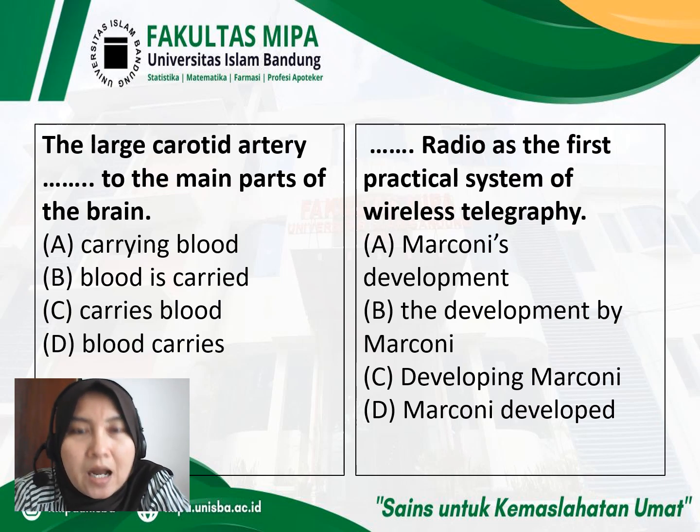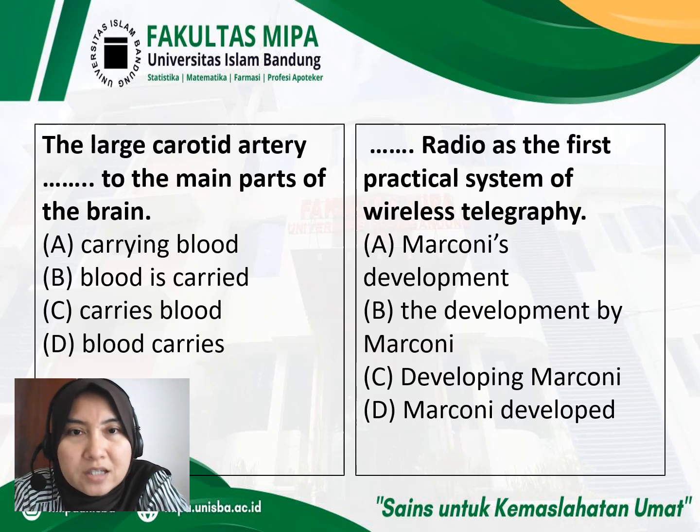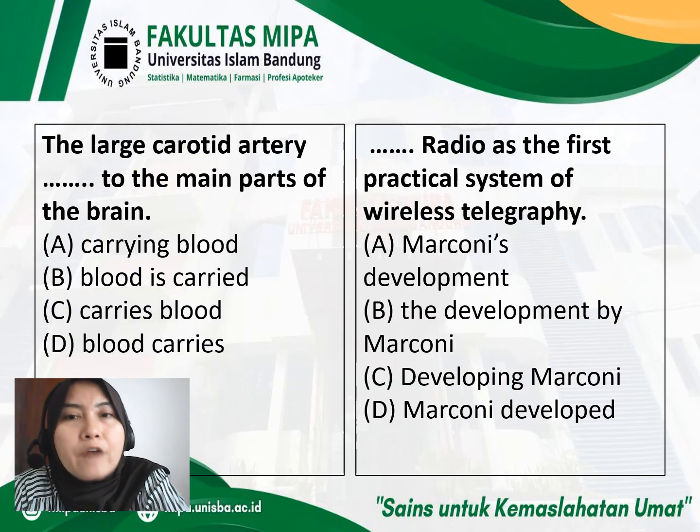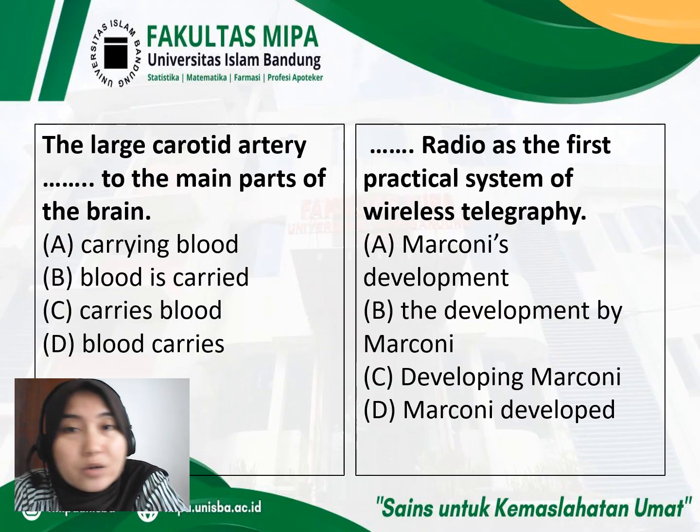Now the second sentence. Blah blah blah blah radio as the first practical system of wireless telegraphy. Here we need a complete sentence. So we must look for both a subject and a verb, because in this second question there is no subject and there is no verb. So we need to find a subject and a verb in the options. Option A, Marconi's development. Marconi's development is only a noun phrase, so there is no verb. So this is not correct. Option B, the development by Marconi. Development by Marconi is also a phrase, so we still need a verb. So it is not the correct answer.